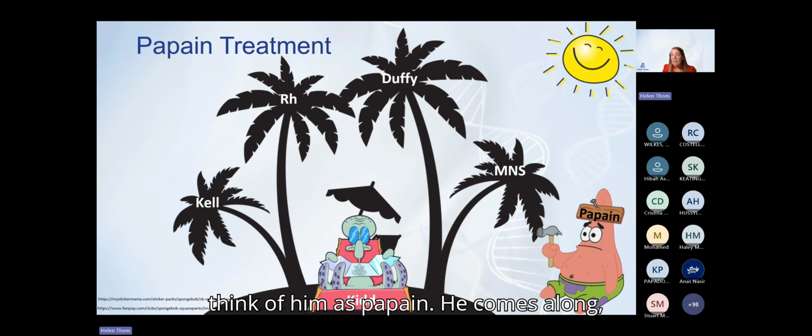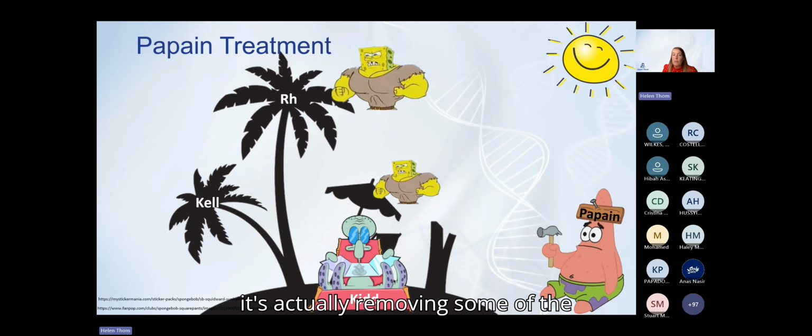So Patrick, if we think of him as papain, he comes along, treats the red cells with papain, and it's actually removing some of the antigens. So this is how you get those enhanced reactions with your Rh, in particular your Kidd as well. You can sometimes see it with Kell system antibodies, but sometimes the reaction can stay the same. But if you use an enzyme IAT instead of just the enzyme cards, you would generally see a stronger reaction. So that's how papain treatment works.